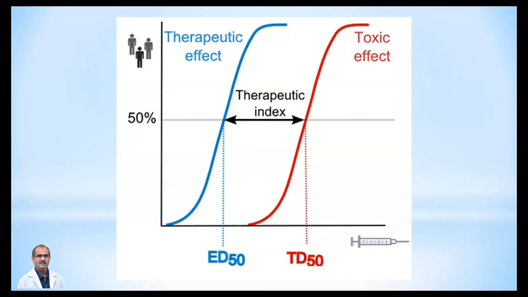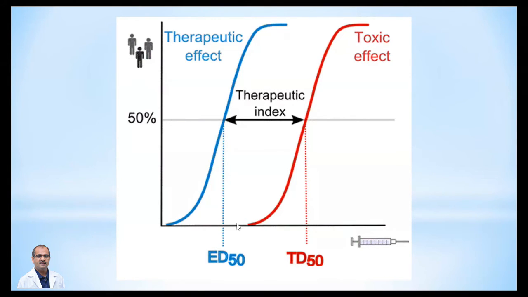Here you can see this one is the therapeutic effect. Whenever you administer a drug through a syringe, as the dose goes on increasing, the response goes on increasing, and at certain points it is going to stop. Then if you plot against the 50% of the population responding, you will get an ED50 value.